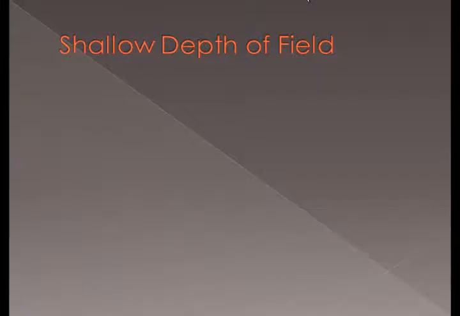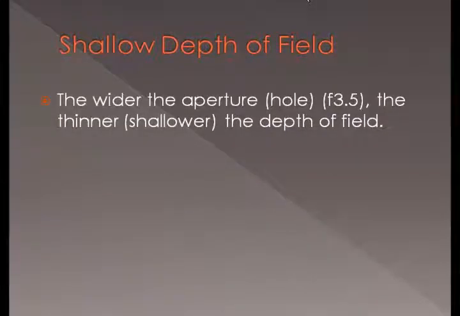Shallow depth of field. The wider the aperture hole, the wider the aperture, the smaller the number. So a 3.5 would be a smaller number, which makes for a big hole. The thinner or the shallower the depth of field.